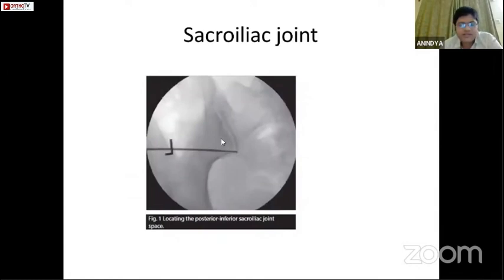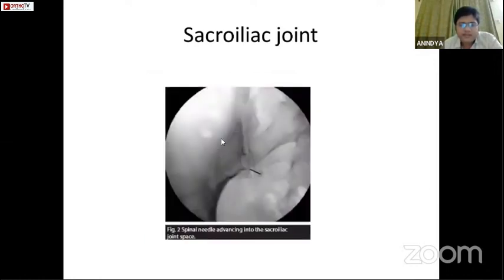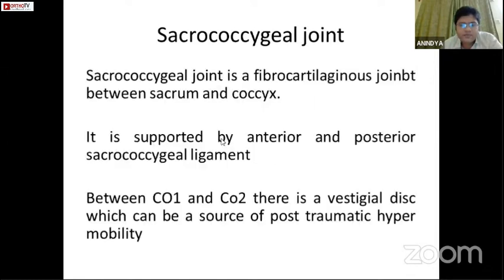The beam should be directed in the cephalad direction. You can see the lower part of the joint very well from the posterior side, since it opens up. And this is how the joint has been breached. And when you go in, you put in dye and put in your local anesthetic agent.